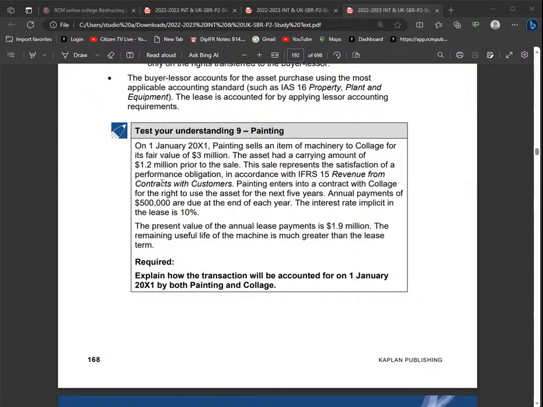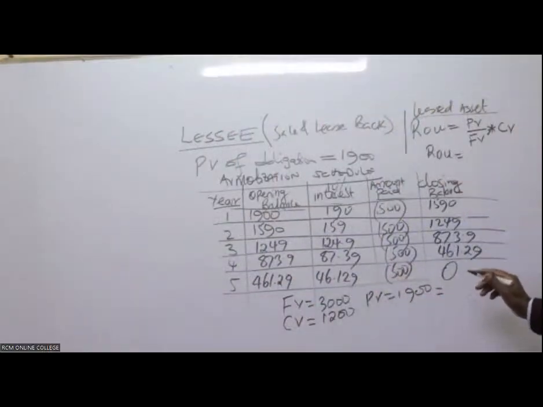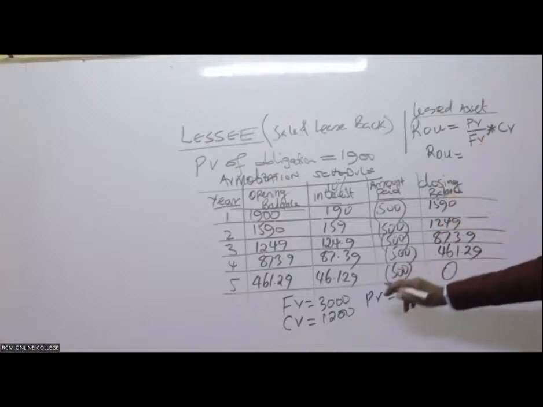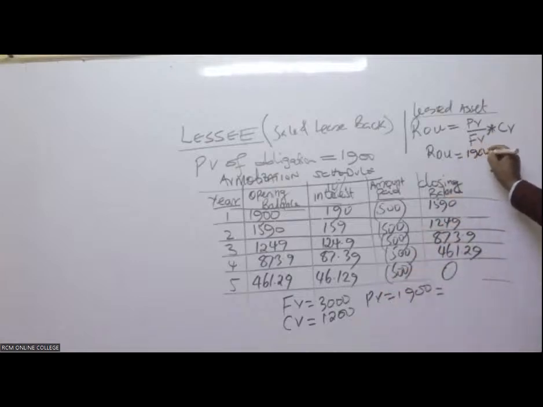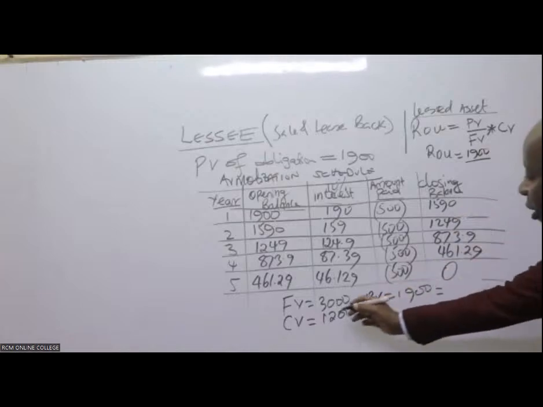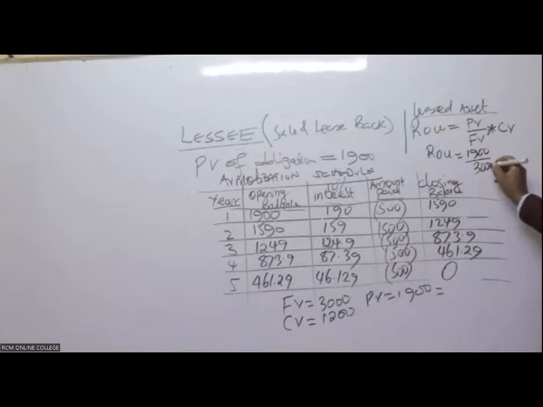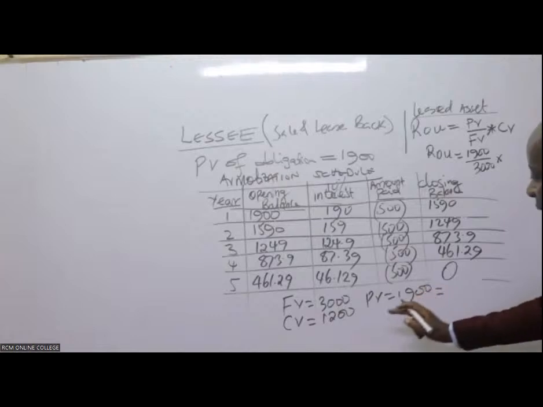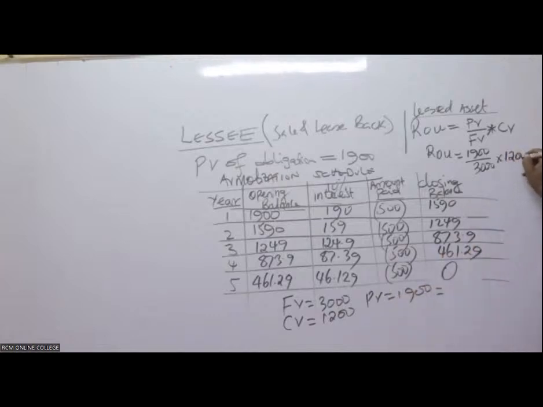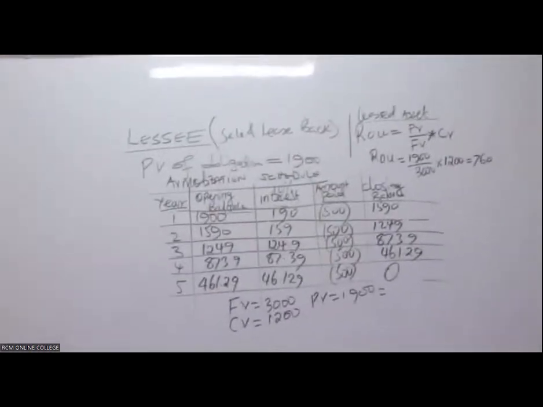Given this information, I should be able to get the right of use. The right of use will be the present value, 1,900, over fair value, 3,000, times carrying value, 1,200. And these details give me a figure of 760.